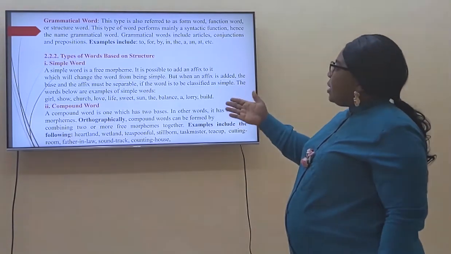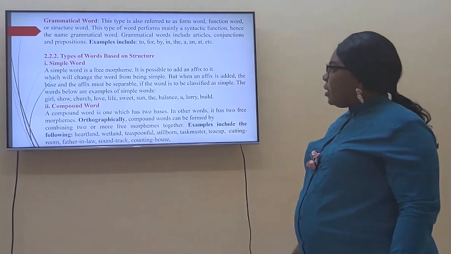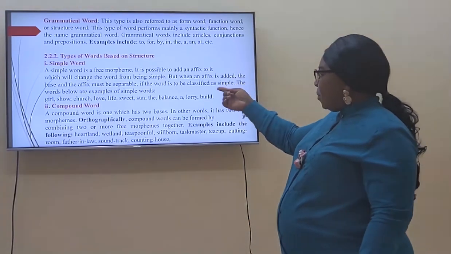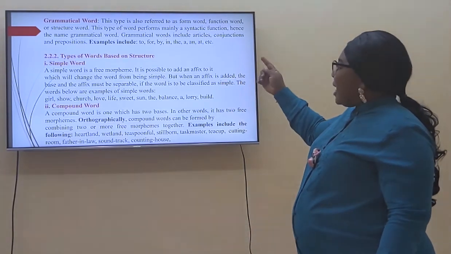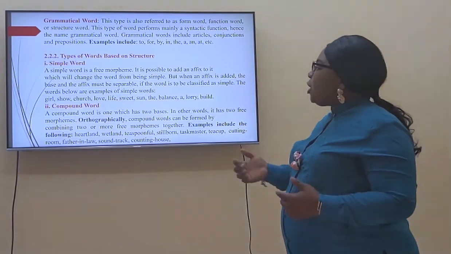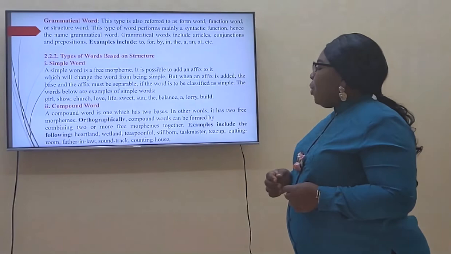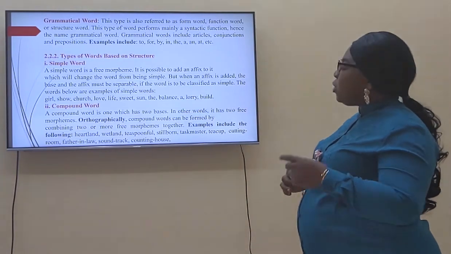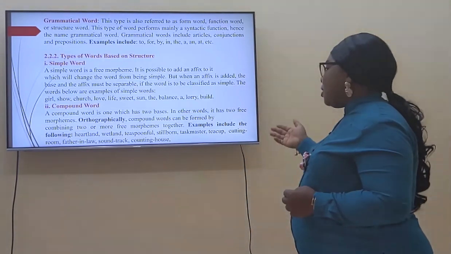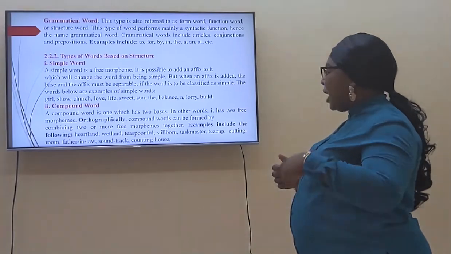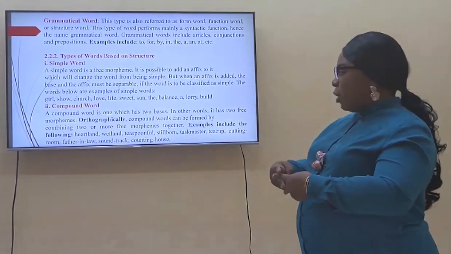Now, types of words based on structure. We have the simple word. A simple word is a free morpheme. It is possible to add an affix to it, which will change the word from being simple. We have the compound word, which is one that has two bases. In other words, it has two free morphemes. Okay? Two free morphemes coming together to make up one word.